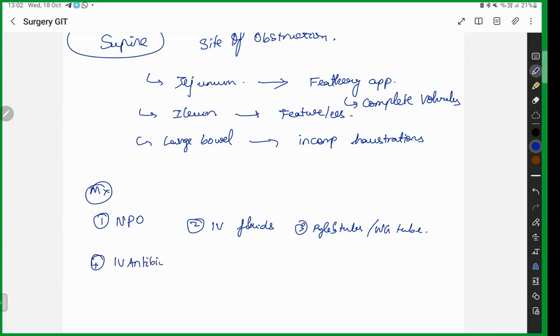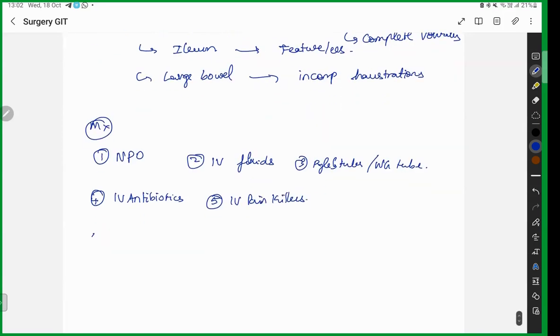IV antibiotic you're going to give such that it is going to cover both aerobe as well as anaerobe. Then you can give IV painkillers. After IV painkillers, finally you can go towards the surgery.